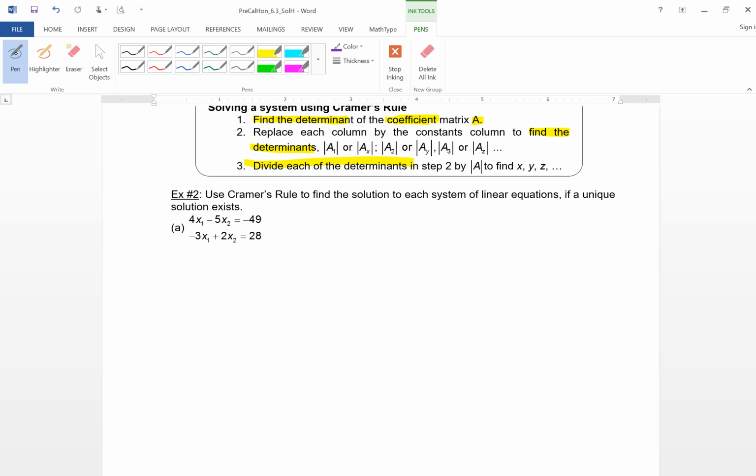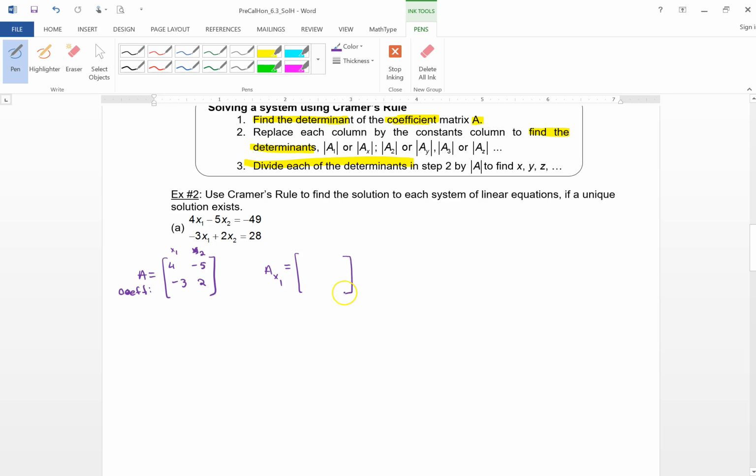So first I'm going to create my A matrix. This is just the coefficients. So A is 4, -5, -3, and 2. Okay? Now, next I have what I call AX1, X1 for the first variable. The way I do that is this. Now, this is the X column, and this is the X1, and this is the X2 column.